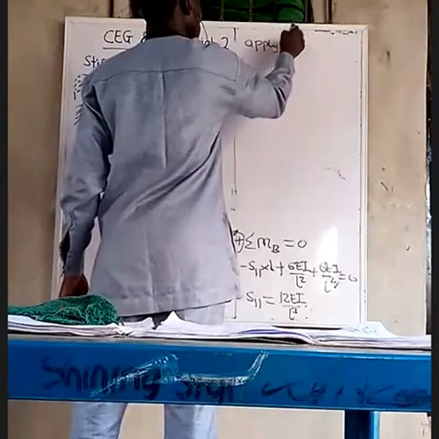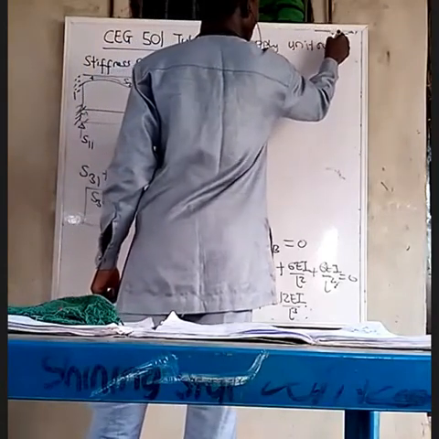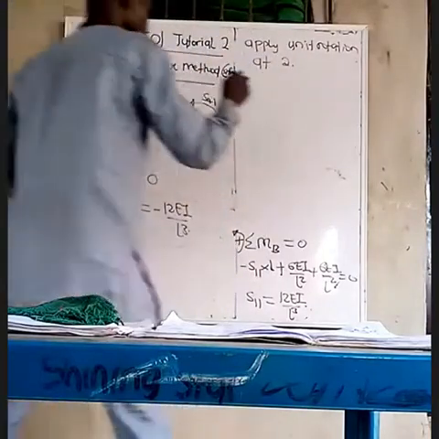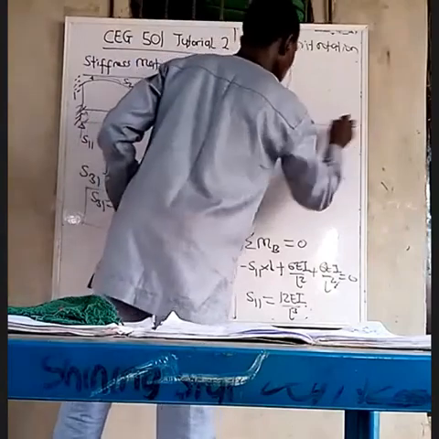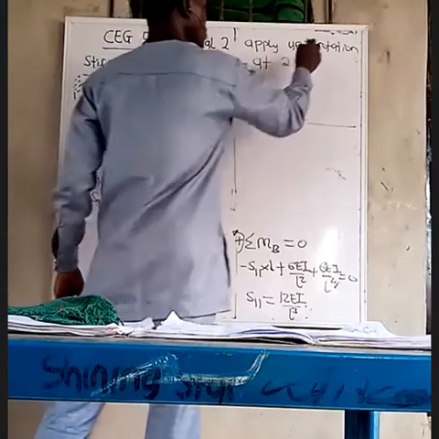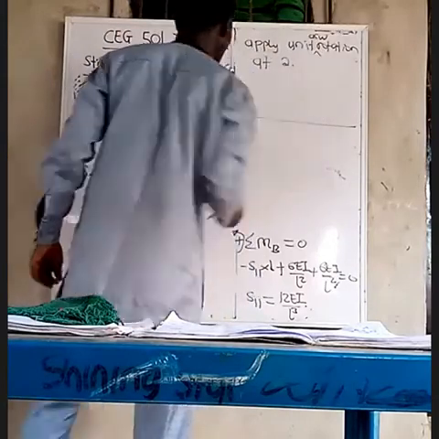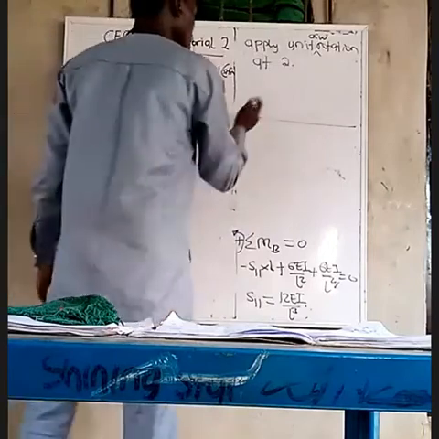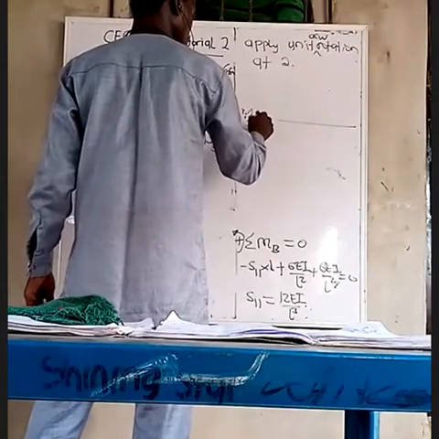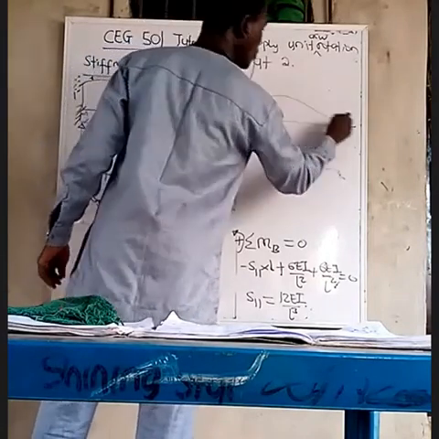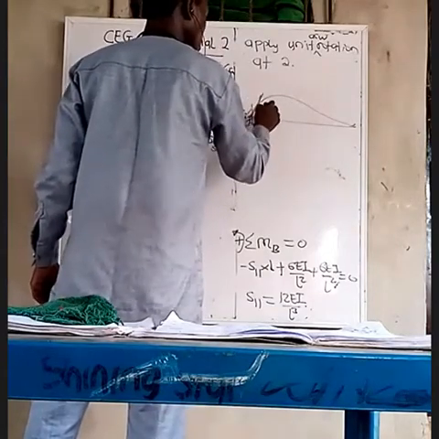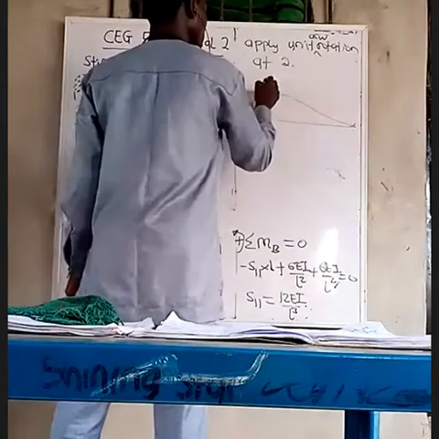So apply unit rotation at 2. The elastic curve will change. It used to be like this. When you apply a unit anti-clockwise rotation, it goes like this. So we have the new position like this, and we have an angle like this. So this becomes theta.